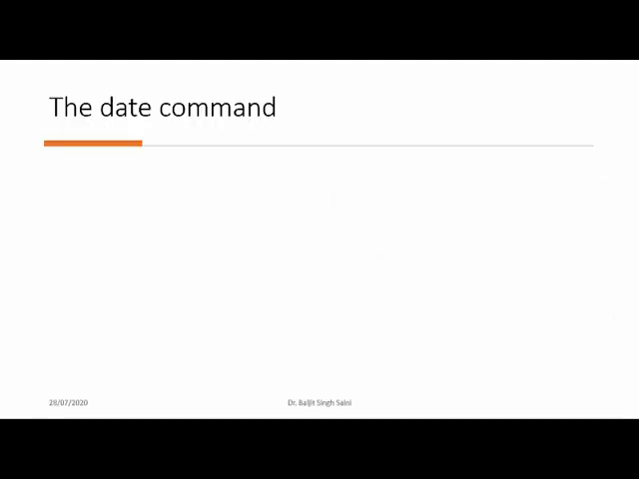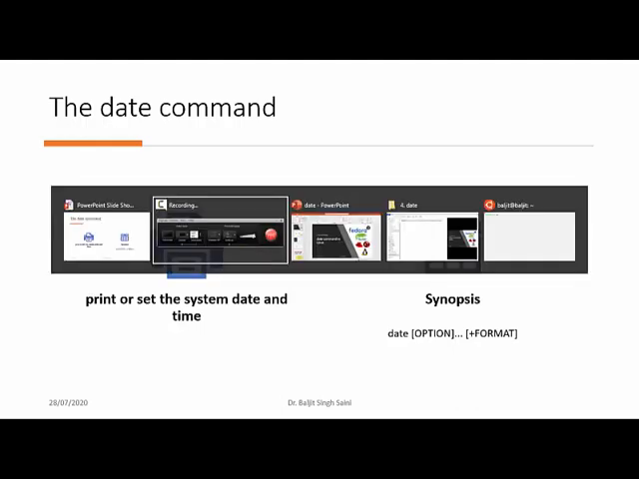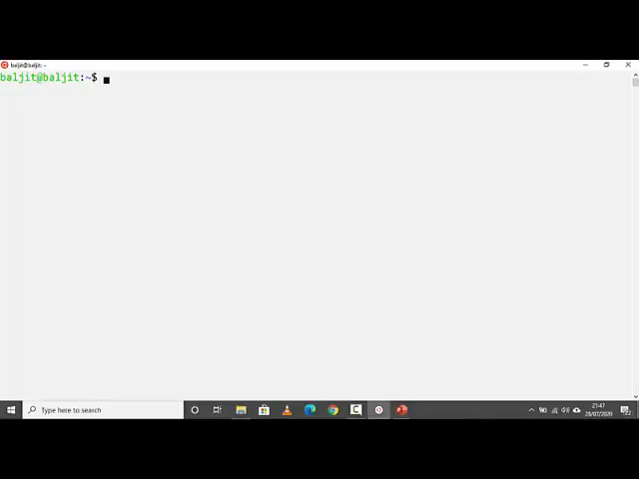So the date command is used to print or set the system date and time. The syntax is date followed by options and then an optional format string. We will discuss the options and the format later in the video. Now let's see in practice how we use the date command. So just type date and press enter.